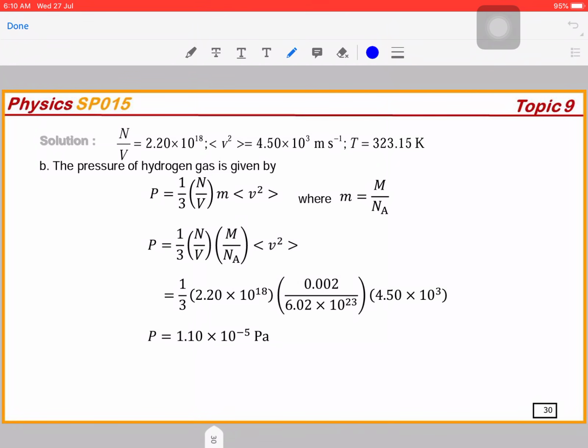Next, you want to find the pressure of hydrogen gas. You know that the formula for pressure is 1/3 N/V m times the mean squared velocity. So you rearrange the equation, and you substitute m with M over NA. Then you substitute the values and you will get P equal to 1.1 times 10 to the power of negative 5 Pascal.